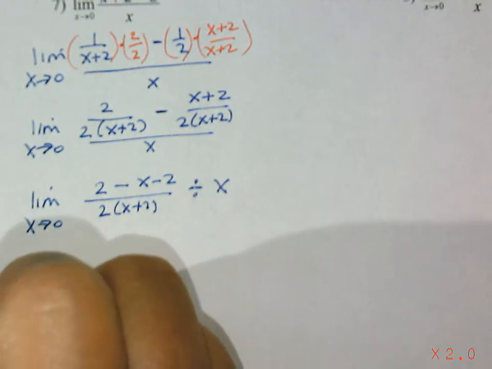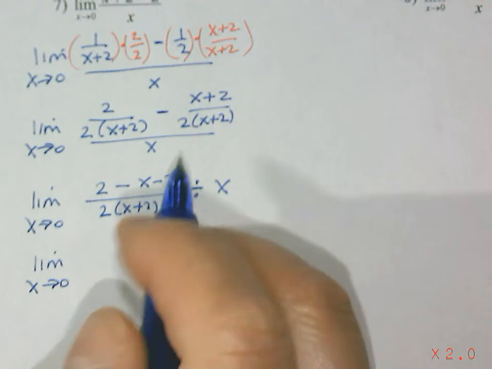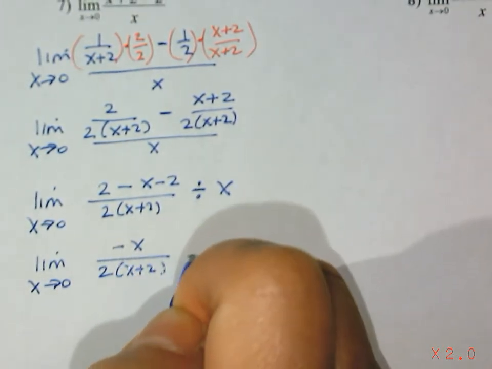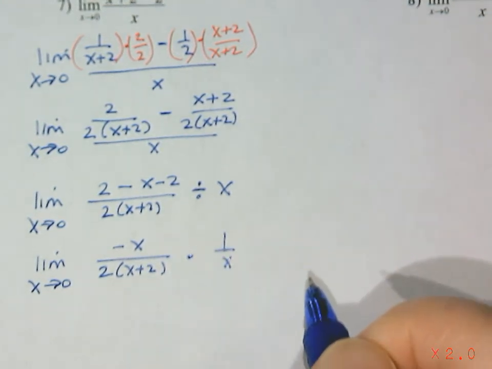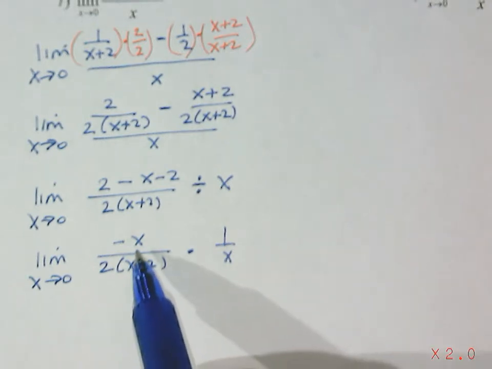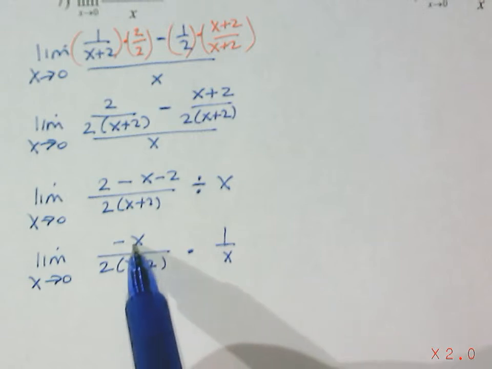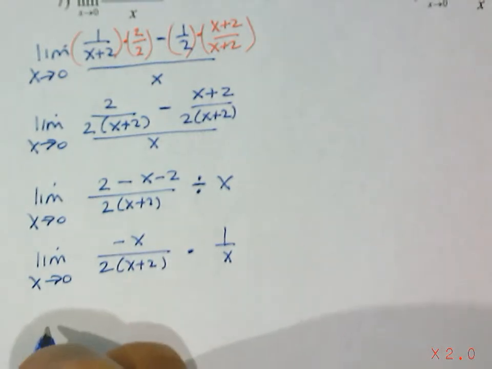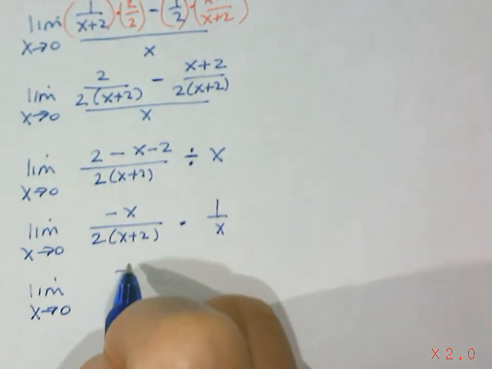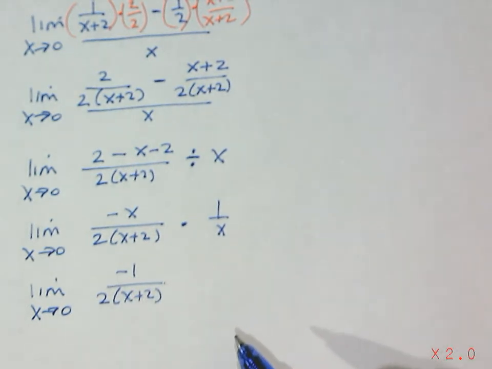My next step, limit as x approaches 0. 2 and a negative 2 is 0, so I have negative x over 2x plus 2 times 1 over x. Now I can see I can simplify this a little bit better. I have a negative x in the numerator and a positive x in the denominator. So that means it's going to give me negative 1 in the numerator. So the limit as x approaches 0, negative 1 over 2 multiplied by x plus 2. That's the simplest form that I can get that into.